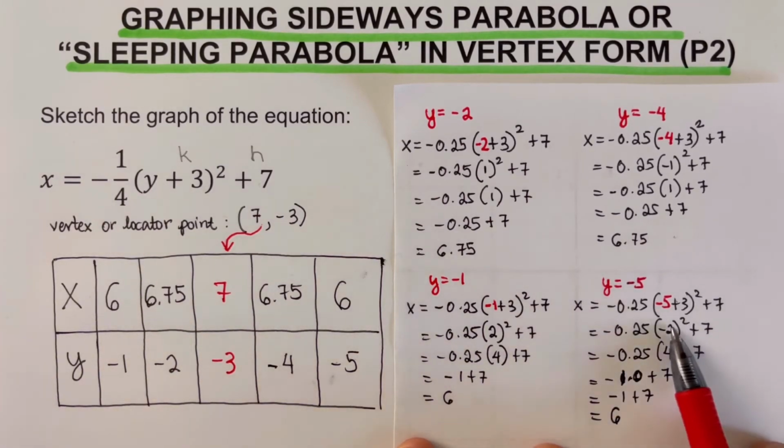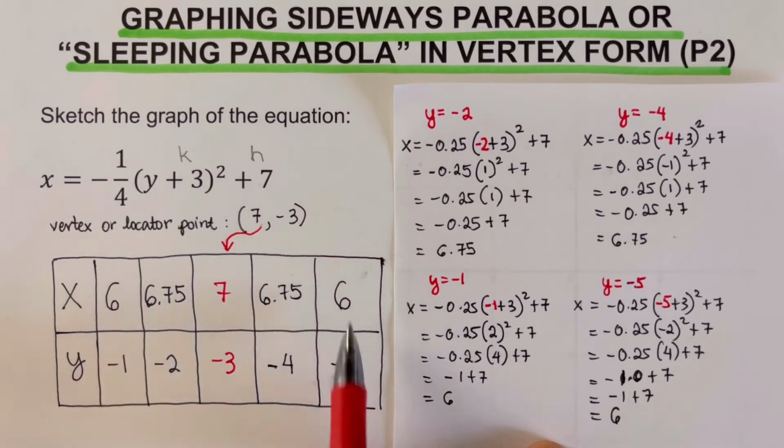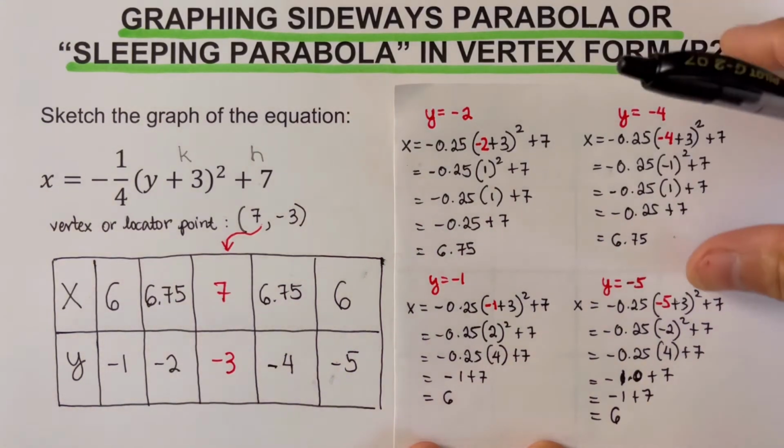In this case right here, we have a -2. Remember, we are supposed to square it first. So -2 times -2 is a +4. And then it turns out to be 1 because we multiply that with -0.25. So that's -1. And then plus 7 is 6. And so I put that on the table, and our next step is to sketch the graph.